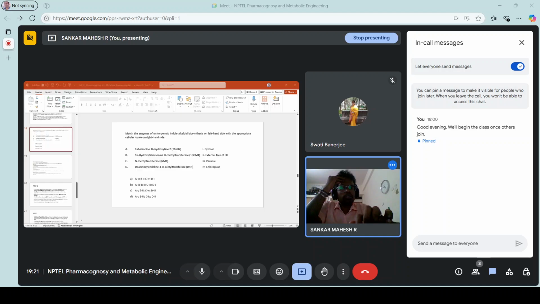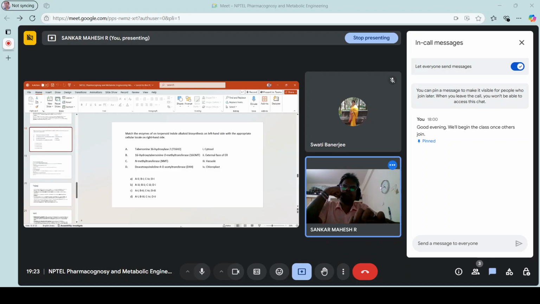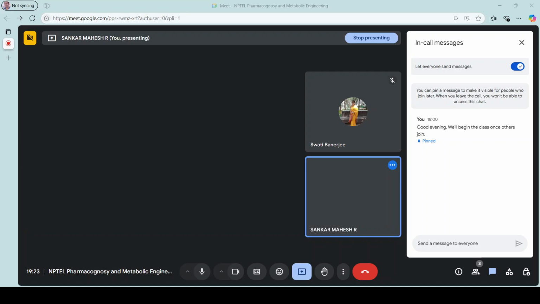Yeah, you can unmute. So when you're trying to answer this question, you can justify why a particular enzyme here would require a particular organelle. Okay.